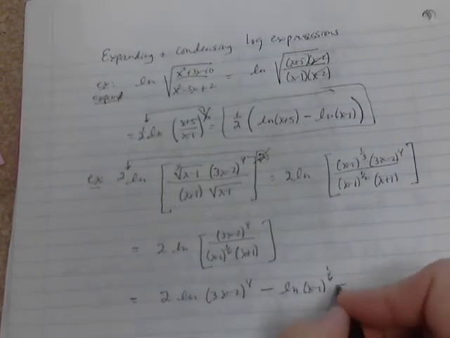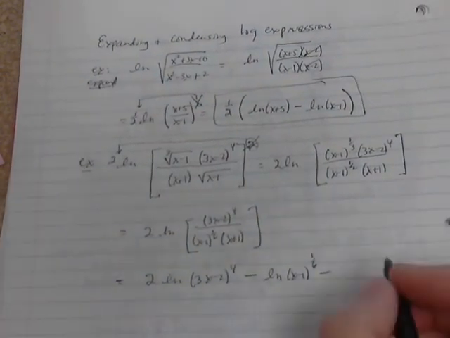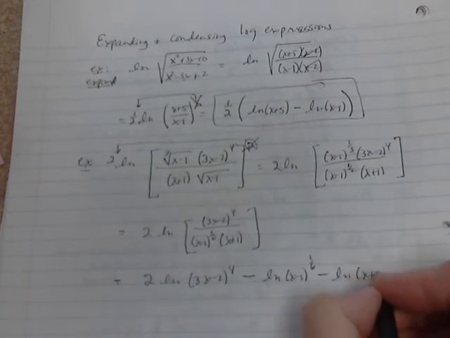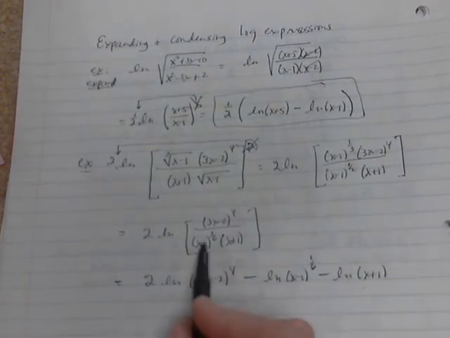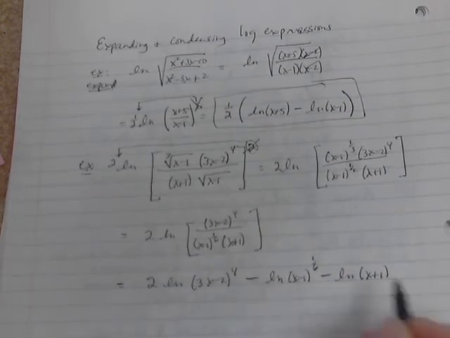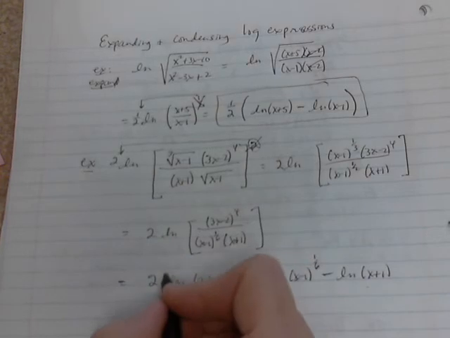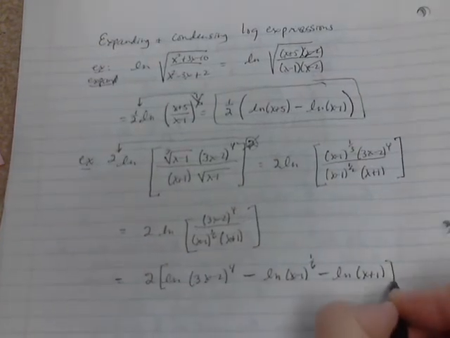Anything in the denominator will have a subtraction in front of it, so that's minus the ln of x plus 1, because both of these terms are in the denominator, so they both become negative after you use the quotient rule. And then the only thing left to do, oops, I should have put a big parentheses around there.